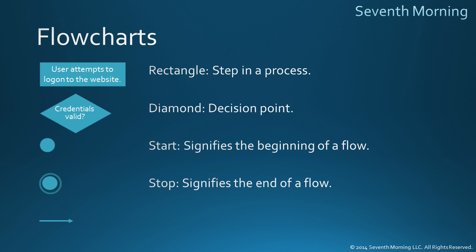And that leaves us with the arrow or the connector. Connectors, as I mentioned before, indicate flow from one shape to the next. Most of the time, they're not labeled with text, except for when they leave a diamond shape. When connectors leave a diamond, there are always at least two of them, and so we have to label them. And let's take a look at an example here.